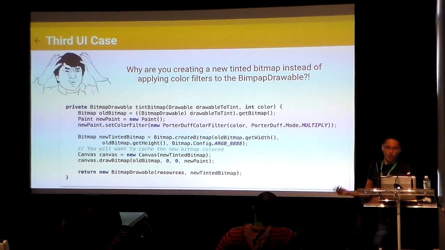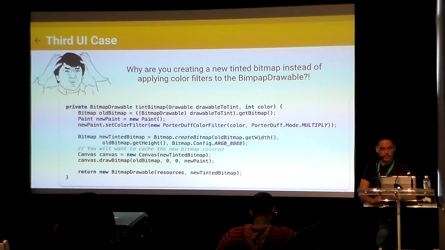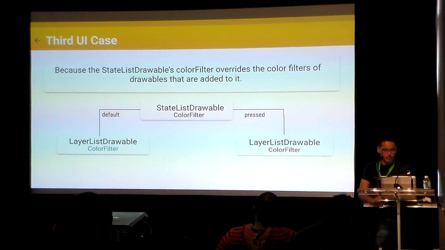So that's why in the code, we create a new bitmap. We get the bitmap, we get the resource that we have, and we create a new one with the color that we want. Of course, you will want to cache that, because if you later need the same bitmap with the same color, you're not going to create a new one, you're just going to use the one that you already created before. So probably you're going to need to cache that. But that's what we basically need, and then we return a bitmap drawable.